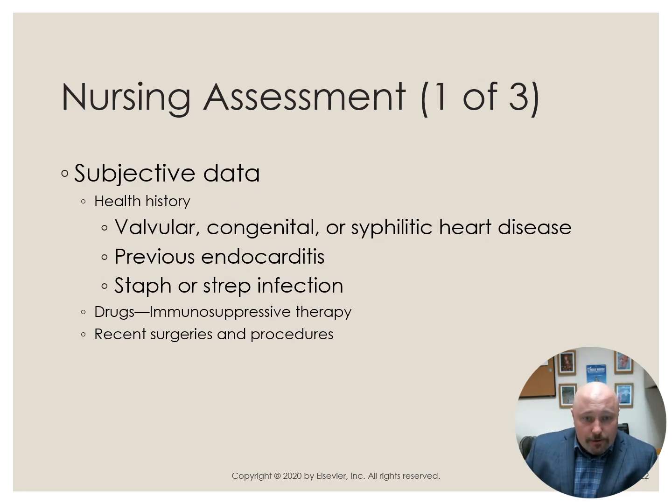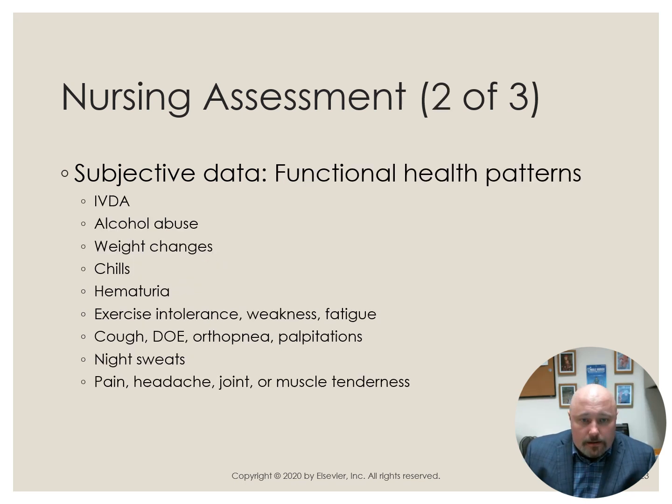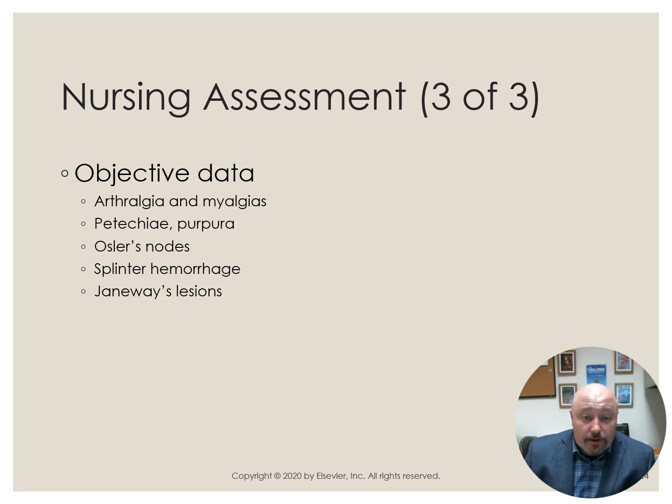Our subjective data is going to include a health history, including valvular, congenital, or syphilitic heart disease, previous endocarditis, or staph or strep infection. We'll also look into drugs that may be acting as immunosuppressants. Other subjective data would include a history of IV drug use, alcohol abuse, weight changes, chills, hematuria, exercise intolerance, weakness, fatigue, cough, orthopnea, night sweats, pain, headache, joint, or muscle tenderness. Objective data would include arthralgia and myalgias, petechiae, purpura, Osler's nodes, splinter hemorrhages, or Janeway's lesions.